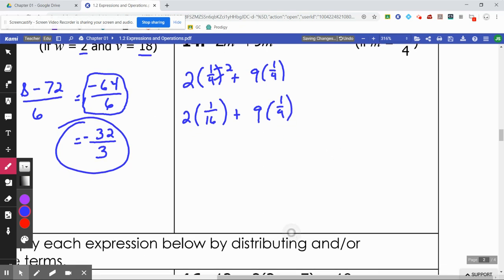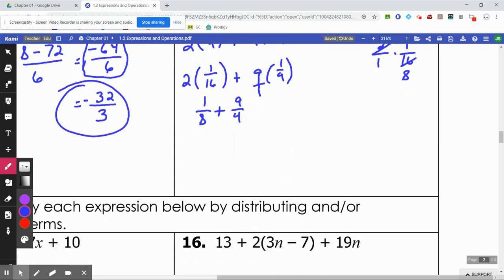2 times 1/16. I'm going to come over to the side and do 2 times 1 over 16. Cross cancel. That's a 1 and an 8, so that's 1/8. Plus 9 over 1 times 1 over 4. You can't even cross cancel that anyway, so that'd be 9/4.